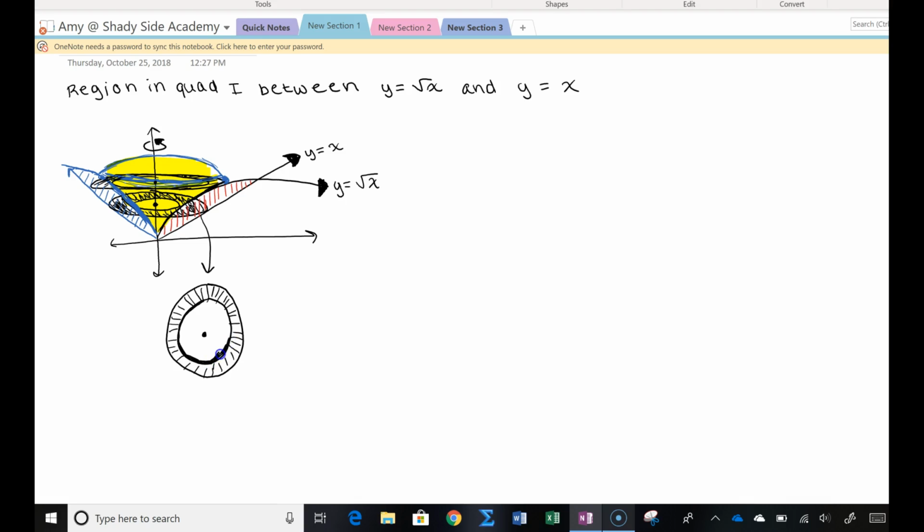So in math speak, we used a filled in circle last time, which is called a disc. We call this an eyeball, or donut. In calculus speak, this is called a washer.